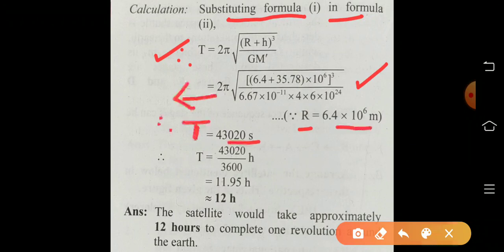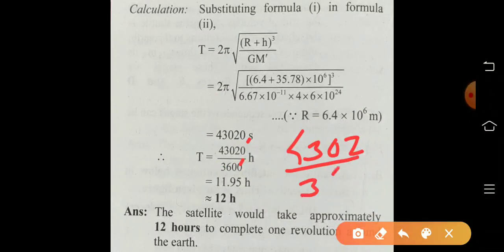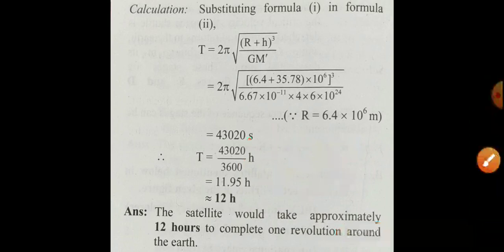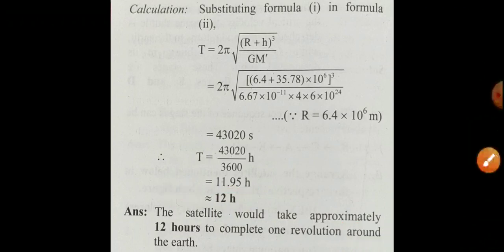If we convert into hours, 1 hour means 3600 seconds. So divide by 3600 to get the answer in hours. Do the calculation carefully. Now the single 0 cancels, so 4302 divided by 360. Find the answer up to 2 decimal places. Do the rough calculation. We are getting the answer 11.95 hours, approximately 12 hours. So finally you write the answer.